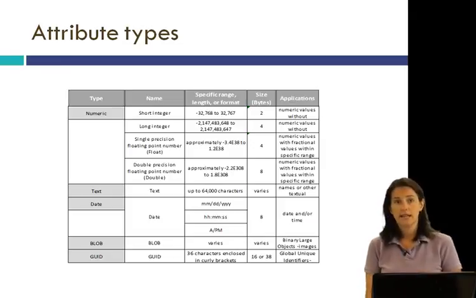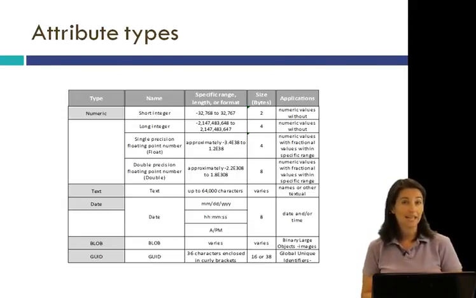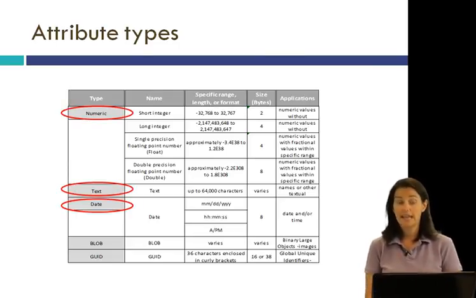And then there's date. Date is month, day, year, pretty much. Blobs, or binary large objects, are generally images. They're ones and zeros, so you can't really see the image. And then there's GUIDs, the global unique identifiers. Really, the main ones that we're going to be using are numeric, text, and date.